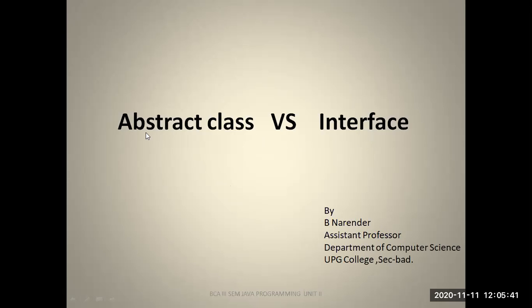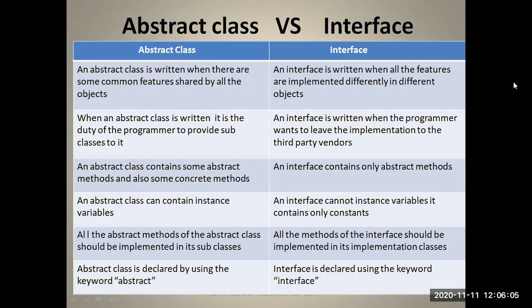Abstract class may contain some variables. Abstract class may contain instance variables also. But whereas interfaces contain only variables in the form of constants. Let us see some of these differences. So these are some of the differences between the abstract class and interfaces. Let us get into the details of it.